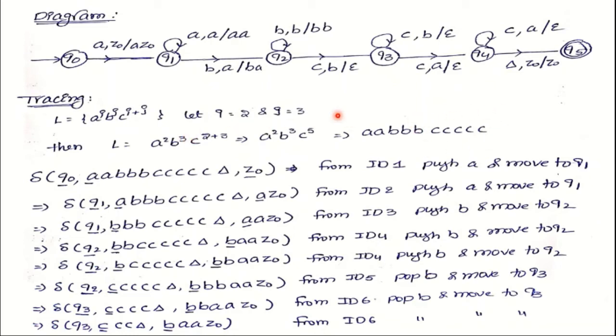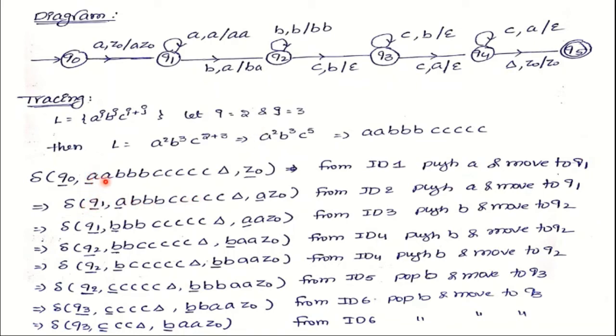Now we consider this example as input. Consider the initial state Q0 and an empty stack. Q0 is the current state, the input is A and the top of the stack is Z0. This is the combination Q0, A, Z0. So perform the push operation and go to Q1. From ID1, A will be pushed into the stack and we move to the next state Q1. Now the current state is Q1.